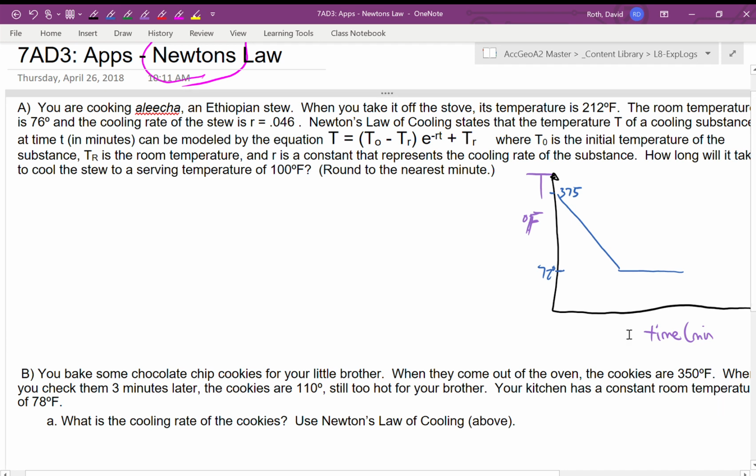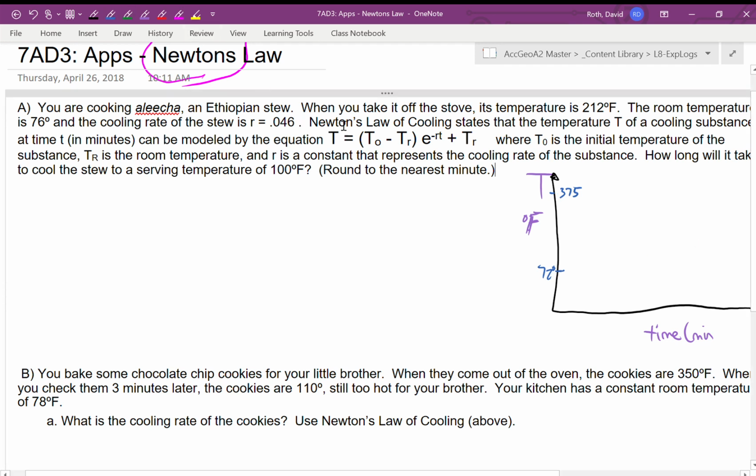Probably not, because what would cause this to happen? Why would it go straight down in a linear fashion and then have this sharp angle back to room temperature? That doesn't make sense. It could be some kind of a quadratic thing, but is it going to go down and then go back up again? No, so quadratic doesn't work.